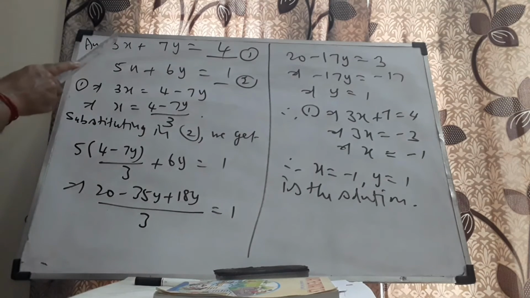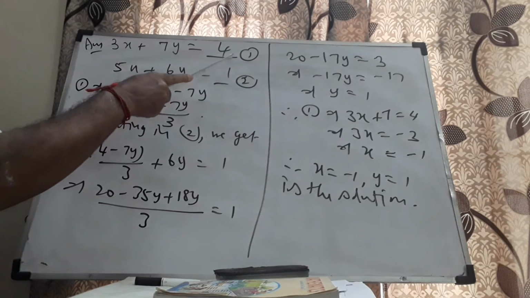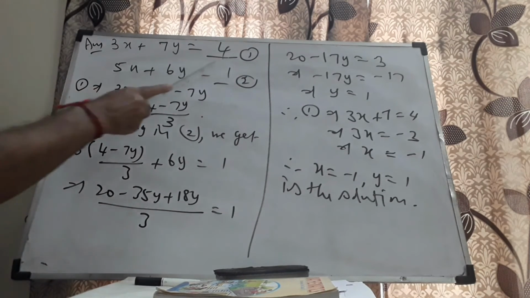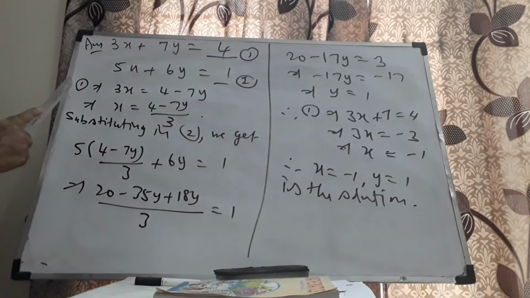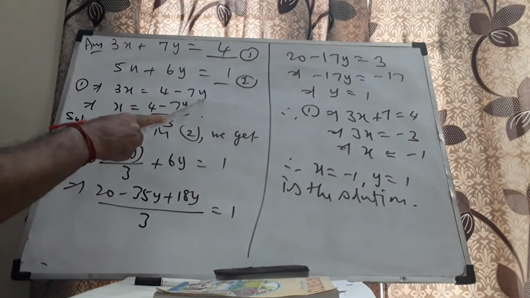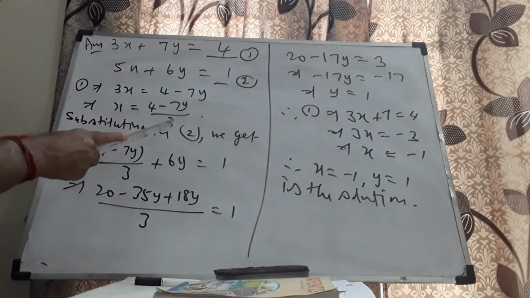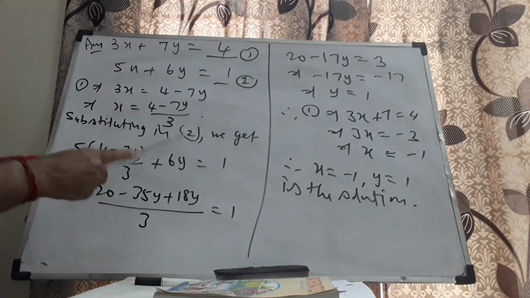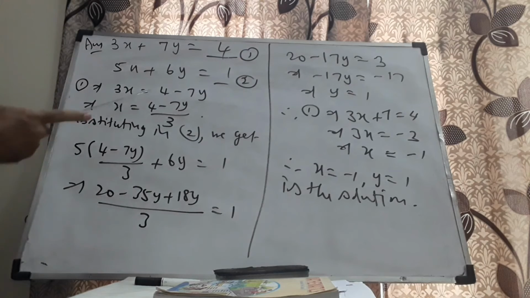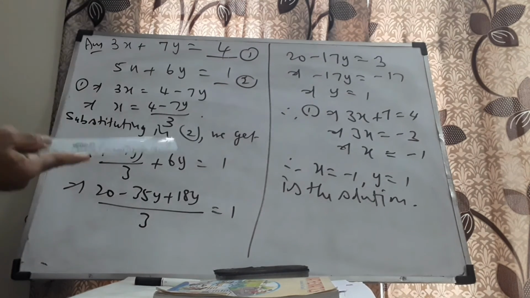Let me explain once again. 3x plus 7y equal to 4, I name it as equation 1. 5x plus 6y equal to 1, I name it as equation 2. Now 1 implies 3x equal to 4 minus 7y. x becomes 4 minus 7y by 3. Substitute in equation 2. We have to be very careful. I made a mistake even in the previous problem. We should not substitute in the same equation.